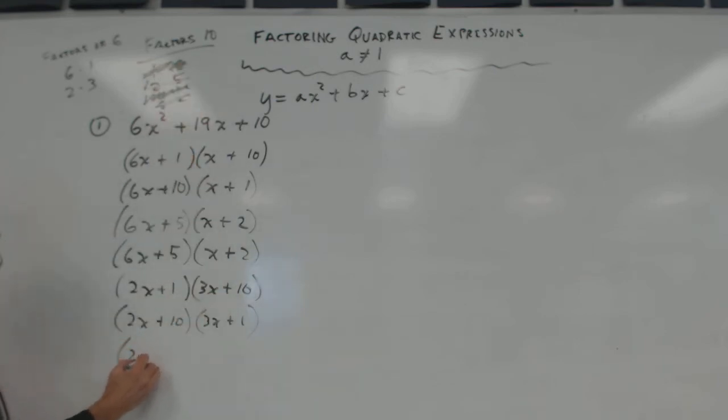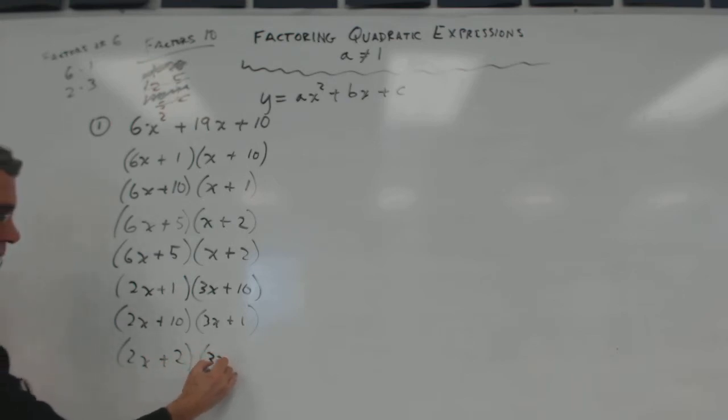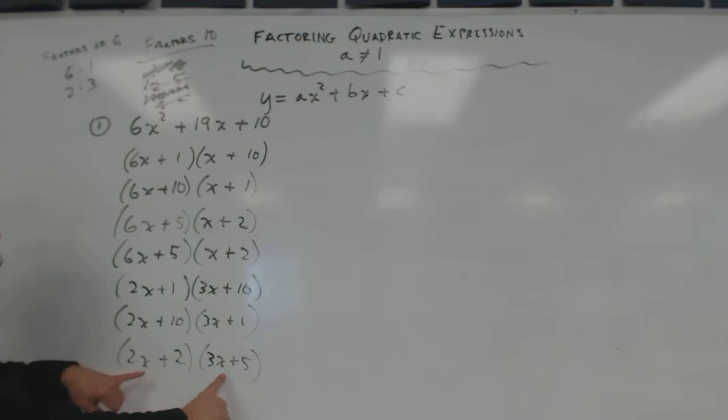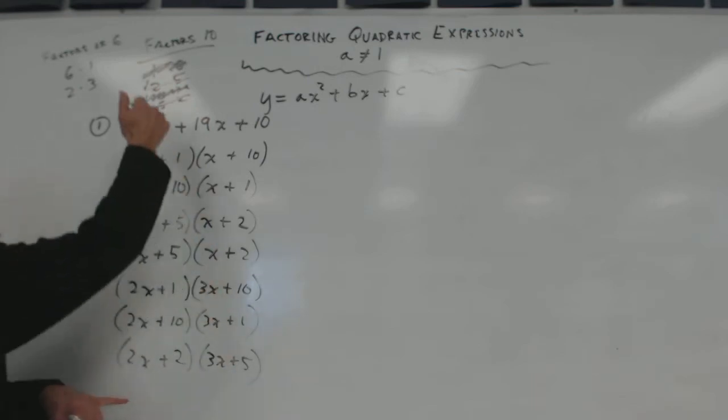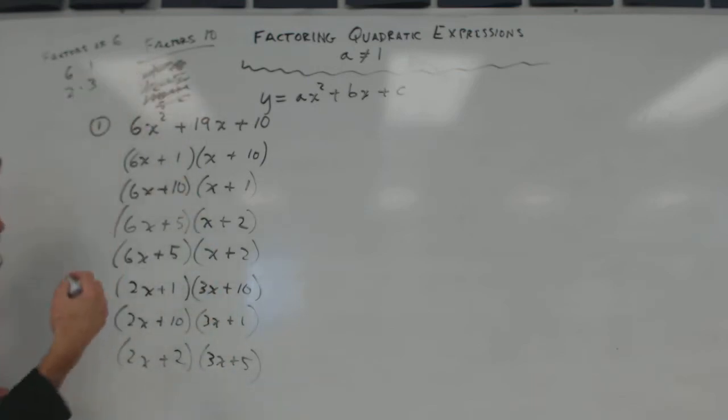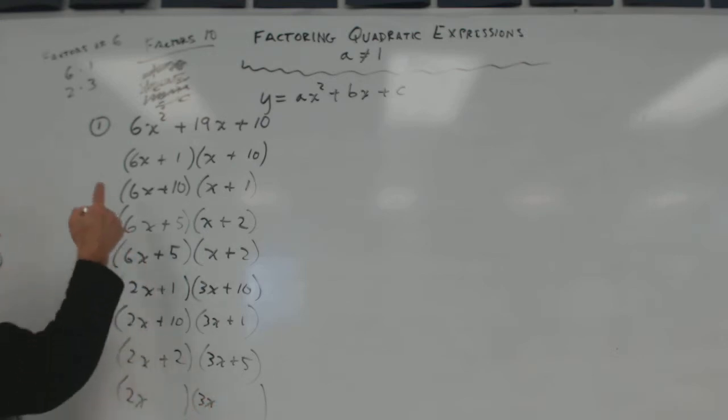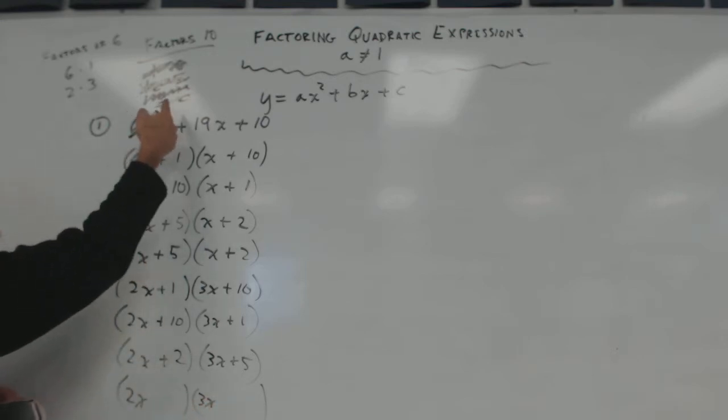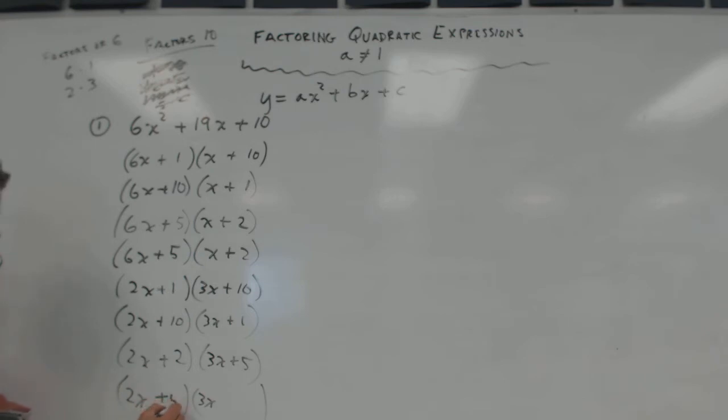Now let's try 2x plus 2 times 3x plus 5. Is that right? Let's try it. 10x plus 6x. 10x plus 6x is 16x. Wow, look at that. I didn't even mean to have the answer be the very last possible one, but it's got to be, right? 2x, 3x, plus 5 and plus 2. So these ones take very, very long. They take a lot longer.